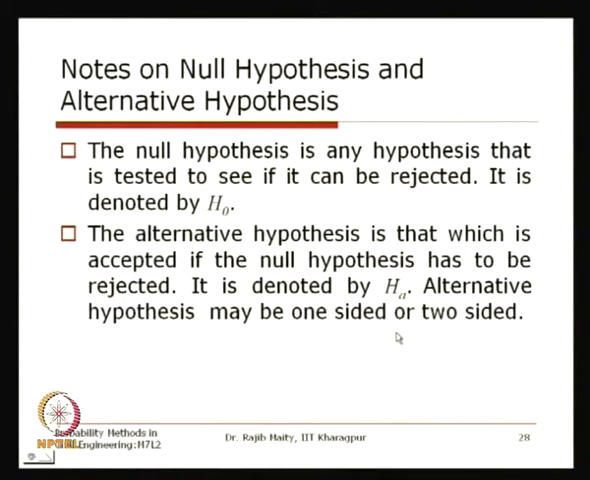As we are using the two terms, the null hypothesis and the alternative hypothesis: the null hypothesis is any hypothesis that is tested to see if it can be rejected. It is denoted by H naught. The alternative hypothesis is that which is accepted if the null hypothesis has to be rejected. It is denoted by HA. The alternative hypothesis may be one sided or two sided. We will see what one sided and two sided mean here. In case we can reject the null hypothesis, then we accept the alternative hypothesis. We never say that the null hypothesis is accepted. That is why whatever our goal is, we generally put it in the alternative hypothesis.